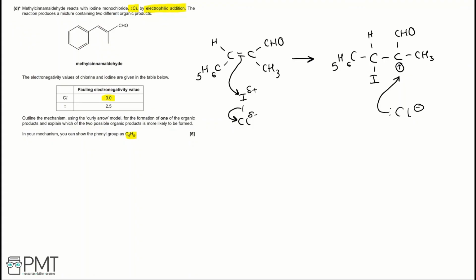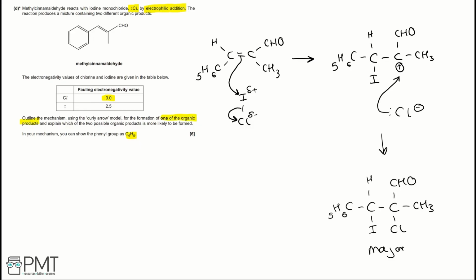be attracted to this positive charge, and we'll produce our product carbon, carbon, CHO, so our aldehyde, our methyl group, our chlorine, hydrogen, iodine, and then our phenyl group to finish. So this is our major product. So the question does say that we only need to show the formation of one organic product.